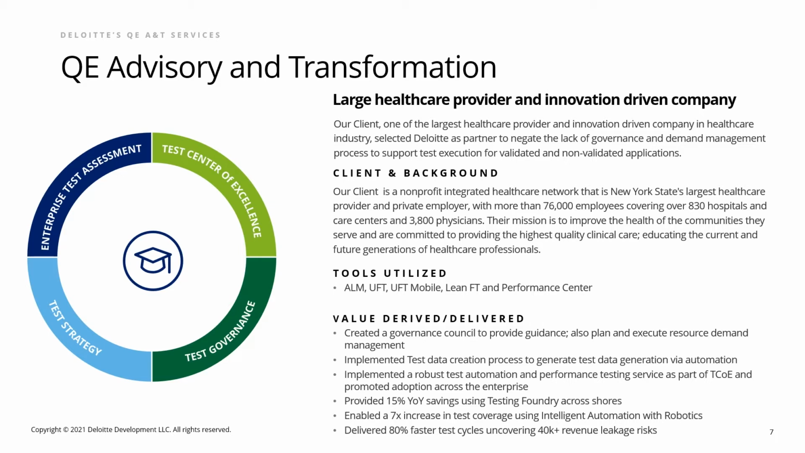For example, we are able to achieve, number one, 15% year-on-year savings using a testing center of excellence across shores, including teams based in India, Mexico, and US. Enables 7 times increase in test coverage using intelligent automation with robotics. Delivered 80% faster cycle and uncovered 40K plus revenue leakage risk.